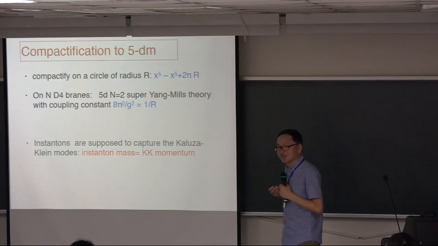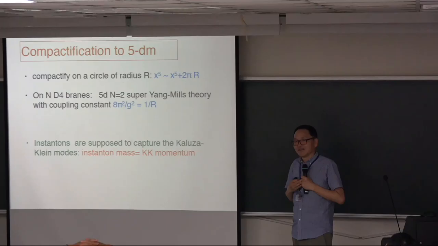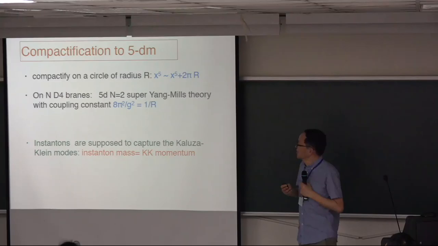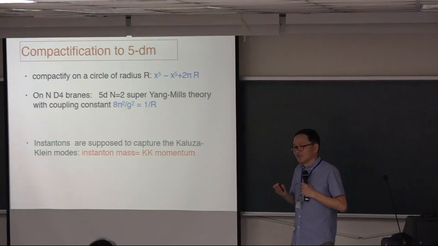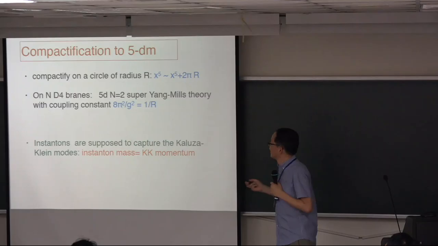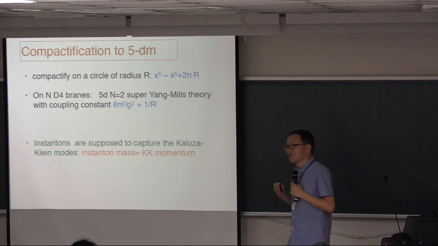And that leads to various constraints on instanton dynamics. For example, when you quantize, the instanton state has to represent this KK mode. And also people thought that 5D Yang-Mills theory completely represents the 6D theory, but it turns out this theory is not finite at six loops. So 5D Yang-Mills theory, even when you include the instanton, doesn't capture the 6D theory completely.